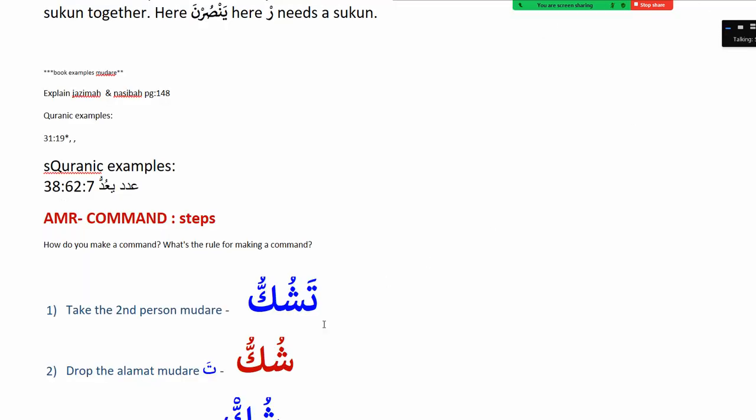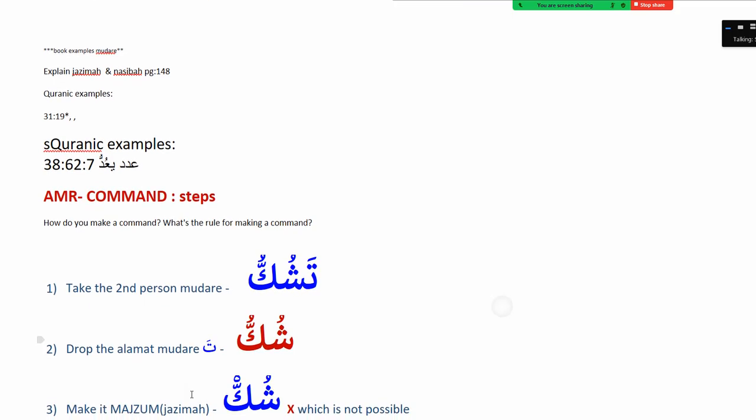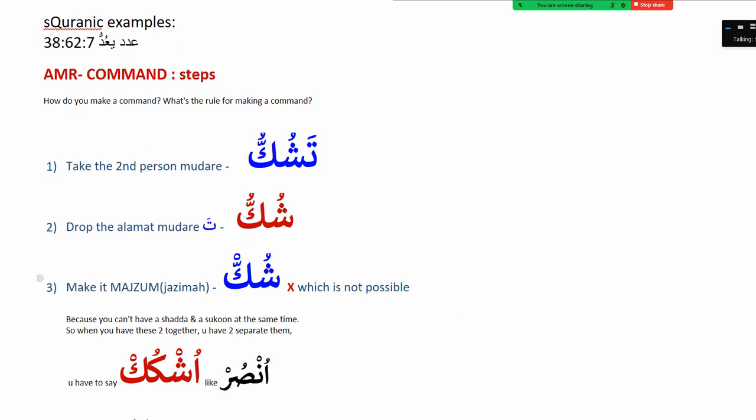I'm taking the second person mudari, tashukku. Okay, shakka, yashukku. The first step is to drop the alamat al-mudari, the ta. So I'm dropping the ta, it becomes shukku. What is the next step? To make it majzum, or to give it sukun. If I give it sukun, it becomes something like shukk. I mean, you cannot even pronounce it, which is not possible. You have a shadda and a sukun, and in Arabic shadda and sukun don't go together, right? So you cannot say shukk.